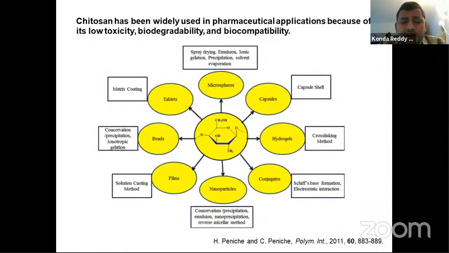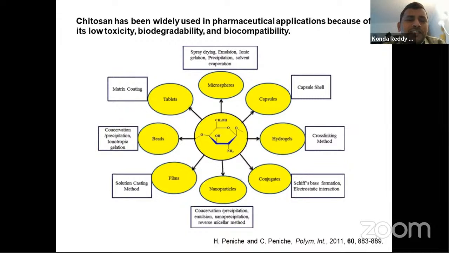Chitosan, we all know, is widely used in pharmaceutical applications because of its low toxicity, biodegradability and biocompatibility. If you see, there are wide applications of chitosan. It's used in tablets, beads, and films, and in tablets it is used in matrix coating, and then in microspheres and capsules, and also as conjugates and nanoparticles. Chitosan has been widely used in pharmaceutical applications. It is not something new.